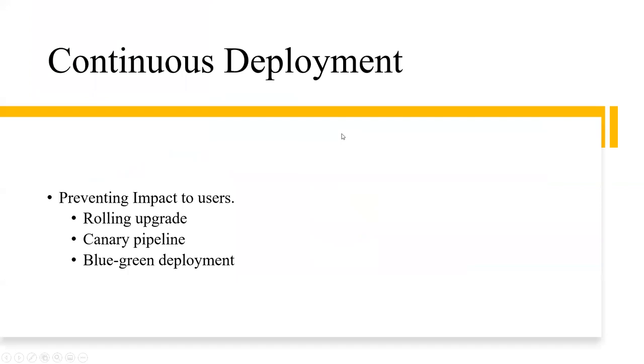In preventing impact to users, we have these three. Rolling upgrade is the most straightforward version of continuous delivery, in which changes are periodically rolled out in such a way that they do not impact current users, and nobody should have to reinstall the software. Rollback.